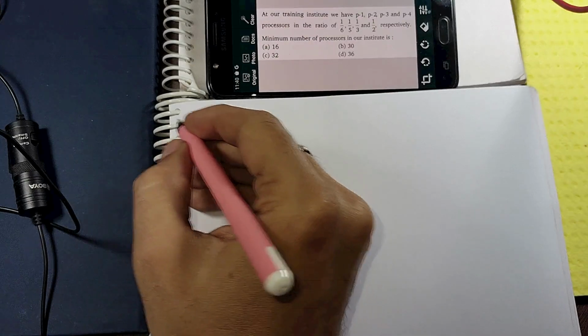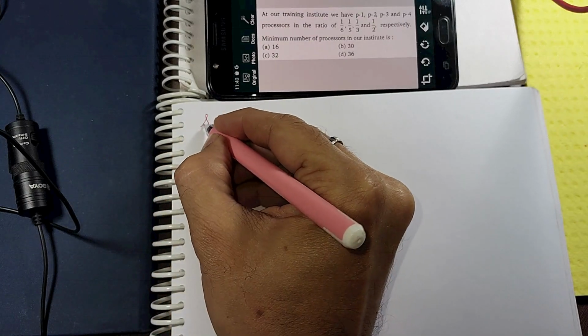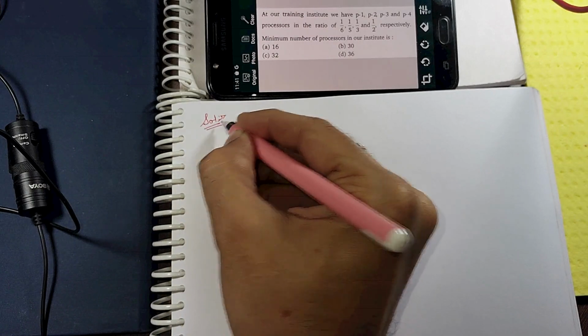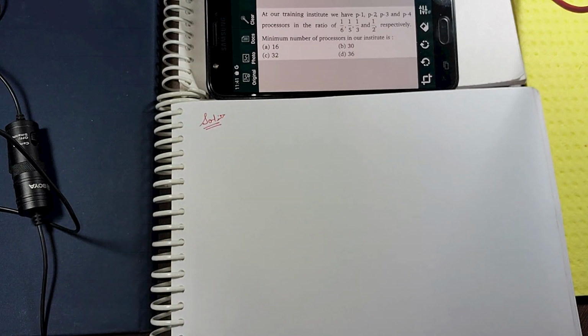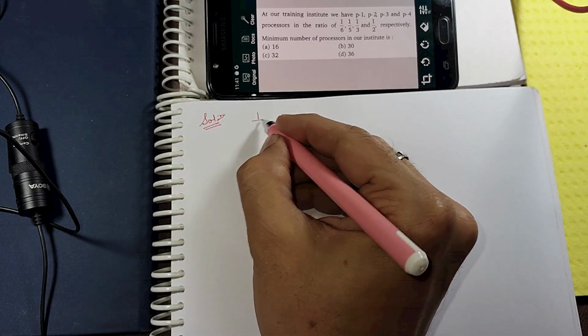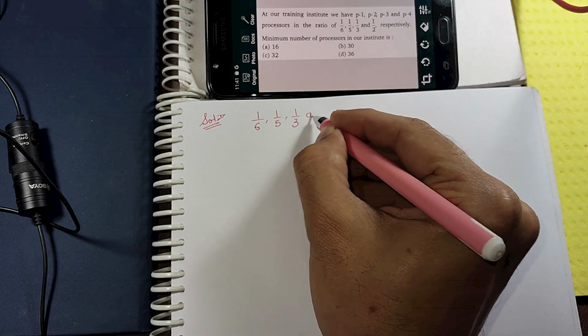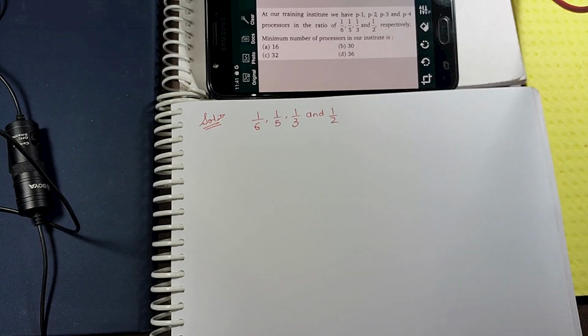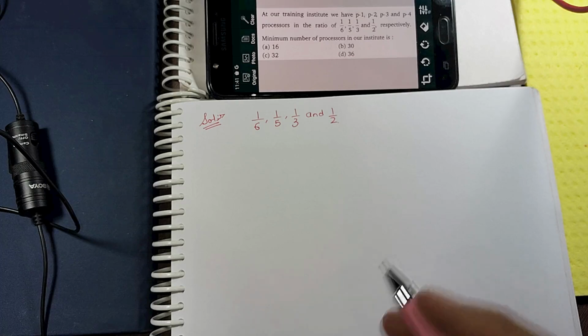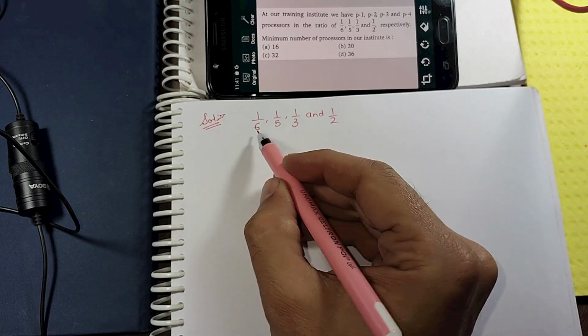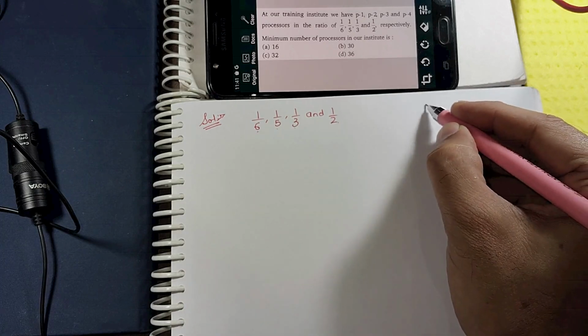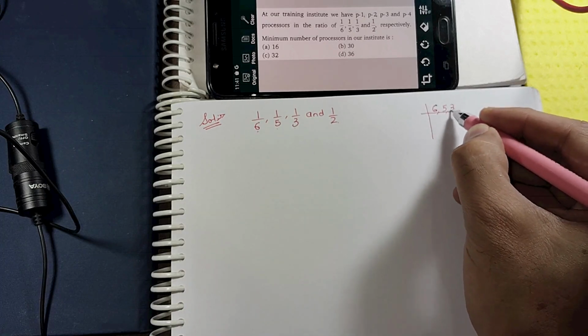At our training institute, we have P minus 1, P minus 2, P minus 3 and P minus 4 processors in the ratio 1 by 6, 1 by 5, 1 by 3 and 1 by 2 respectively. The minimum number of processors in our institute is, so this is a question of ratio. Now, whenever such a question comes, you need to find the LCM of the denominators, so 6, 5, 3 and 2.